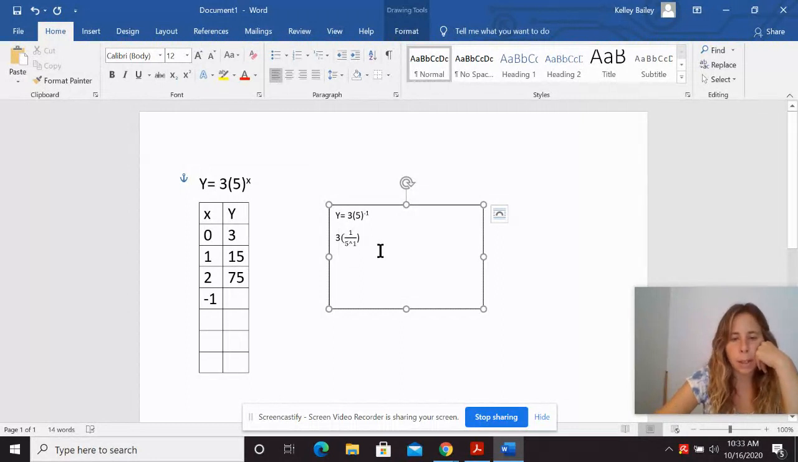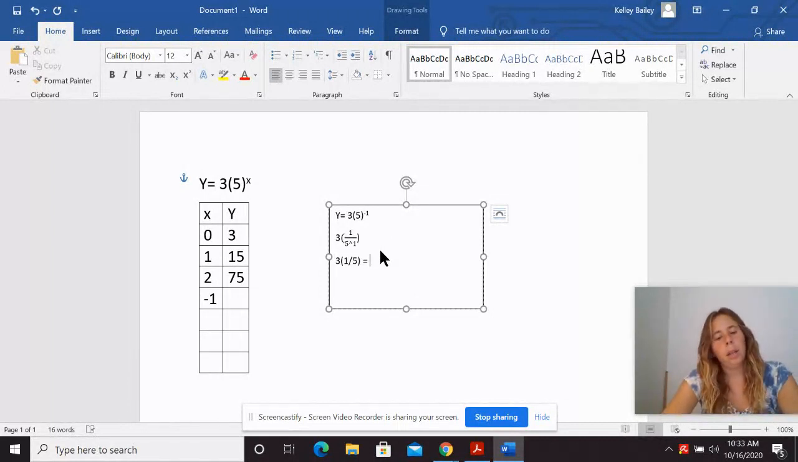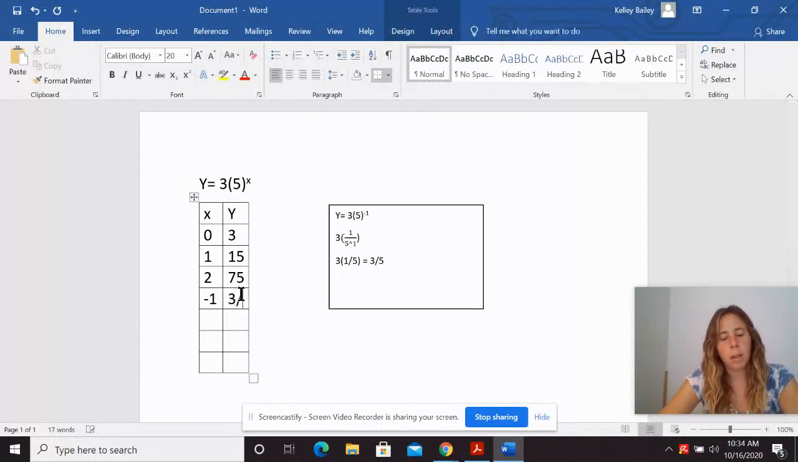5 to the first power is just 5. So then you have 3 times 1/5, so this is 3/5. All right, let's do a bigger negative number. Let's do -5.